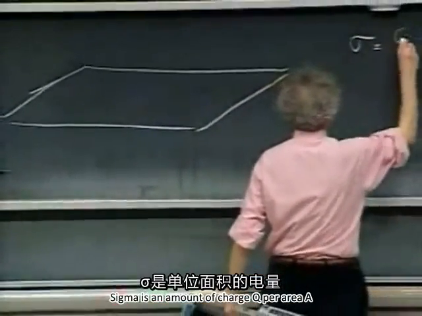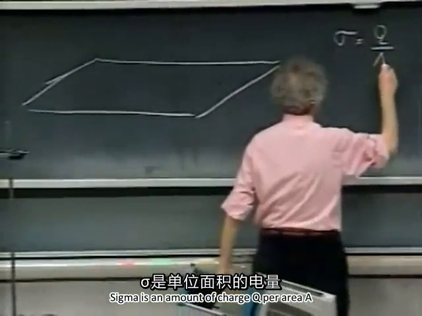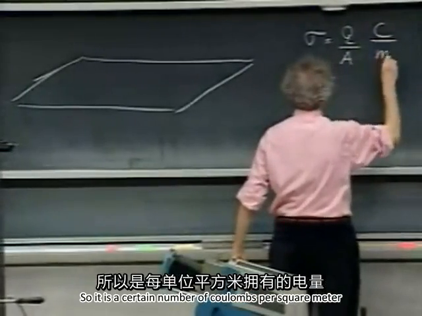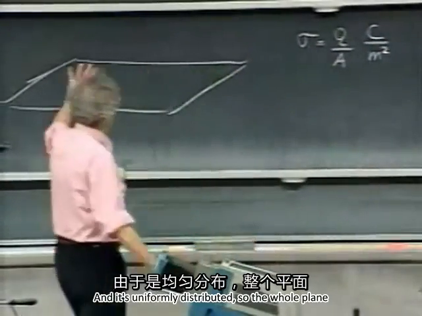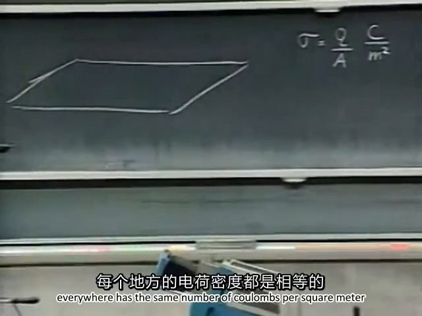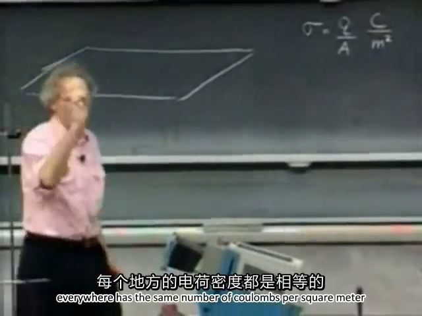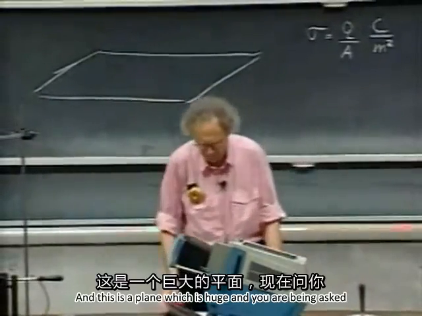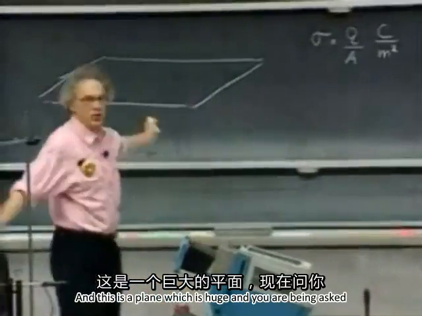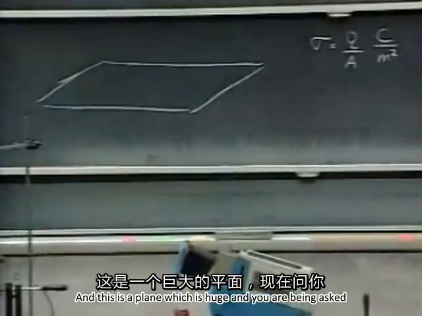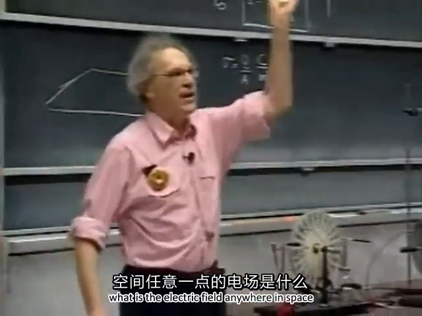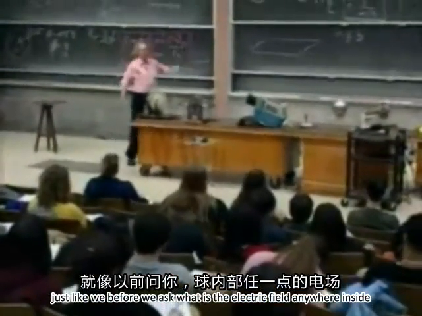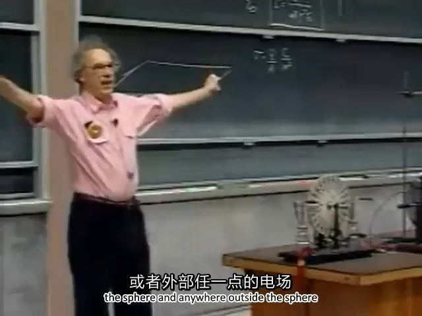Sigma is an amount of charge Q per area A. So it is a certain number of coulombs per square meter. And it's uniformly distributed, so the whole plane everywhere has the same number of coulombs per square meter, or microcoulombs, or nanocoulombs, whatever you prefer. And this is a plane which is huge, and you are being asked, what is the electric field anywhere in space? Just like we ask, what is the electric field anywhere inside the sphere and anywhere outside the sphere?